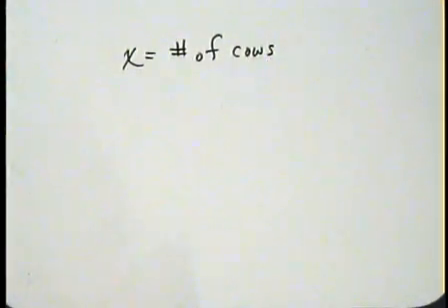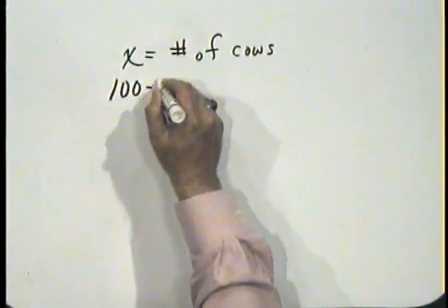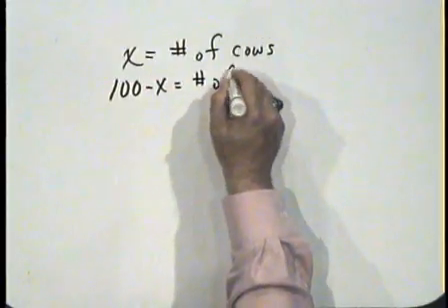Now, the other unknown quantity in our problem was the number of chickens. But there was something we knew about the cows and the chickens. Altogether, they equaled 100. So if we had 80 cows, we'd have 20 chickens. If we had 60 cows, we'd have 40 chickens. If we had 12 cows, we'd have 88 chickens. The number of chickens can be determined by the number of cows. In fact, together they equal 100, which means to find the number of chickens, if you know the number of cows, you subtract the number of cows from 100. And therefore, 100 minus x equals the number of chickens.